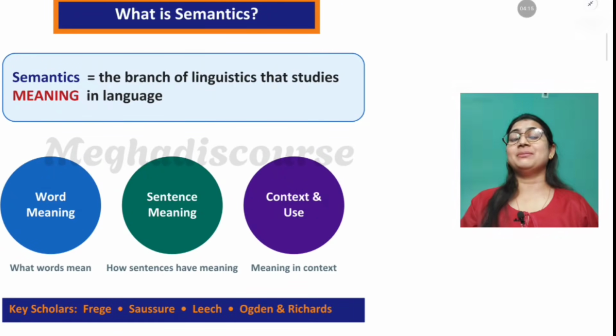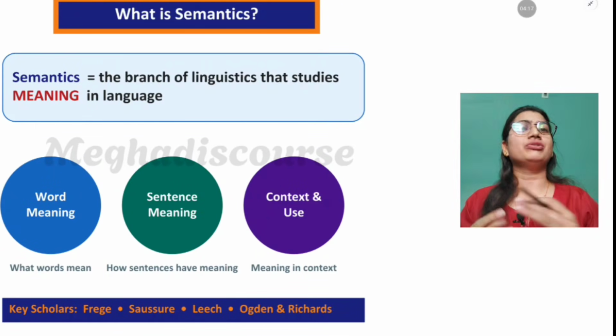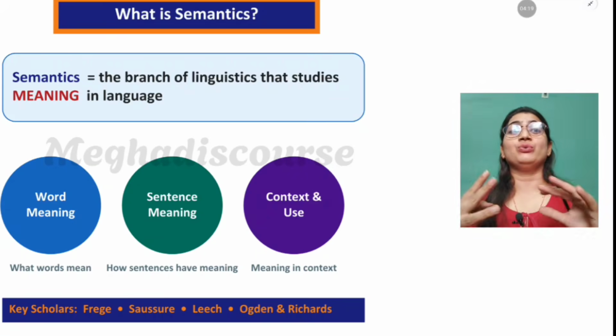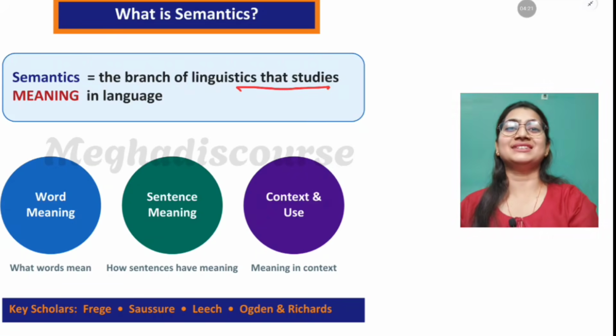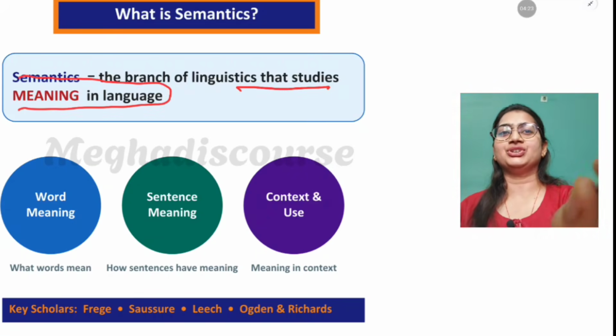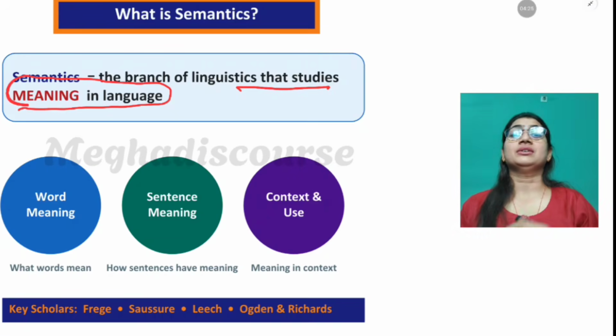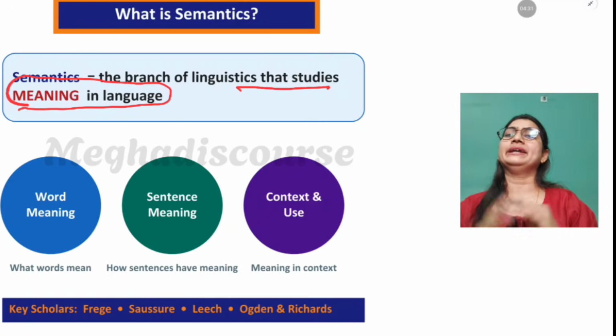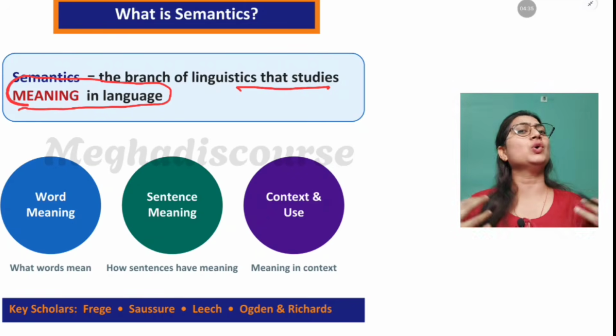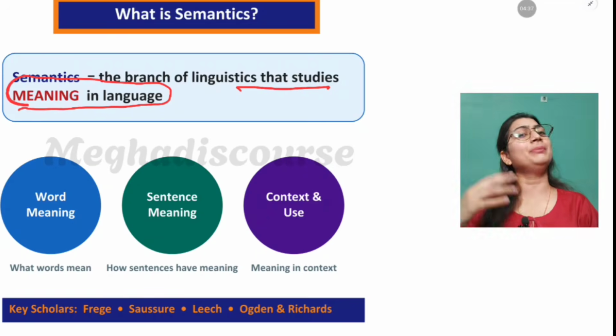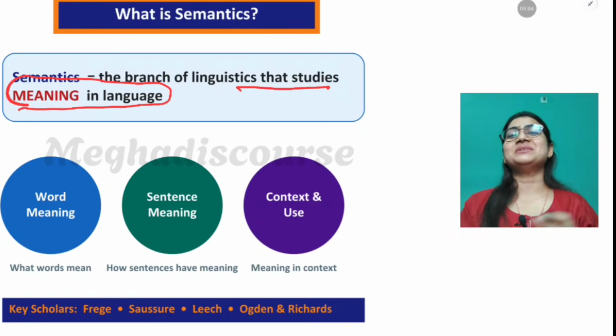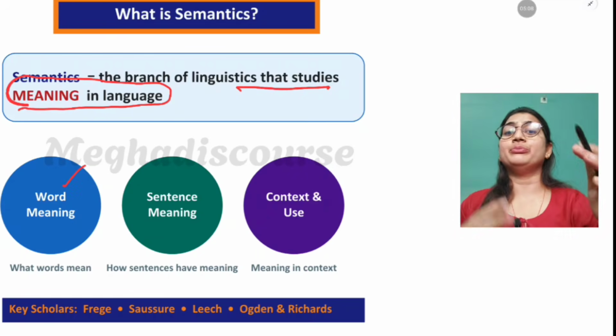Now, what is semantics? In general terms, this is the branch of linguistics that studies meaning in a language. Meaning can be denotative, connotative, literal, or non-literal. It depends upon the intention and the context, like we have covered in pragmatics. And in semantics, this branch asks questions like, what is the word's meaning?